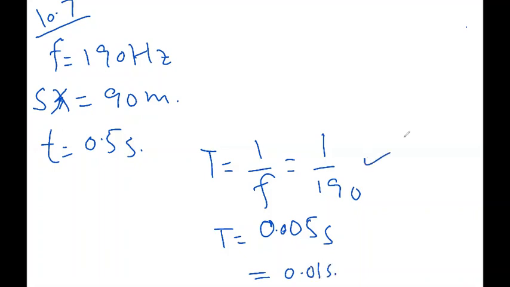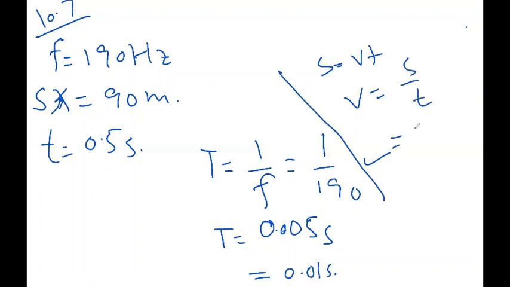The next is, what is the velocity? So we have the time period, but we don't have the wavelength. So we cannot calculate it from v is equal to f lambda. We will do it according to s is equal to vt. So v is equal to s divided by t. s is 90 divided by time, which is 0.5, is equal to 180 meter per second.